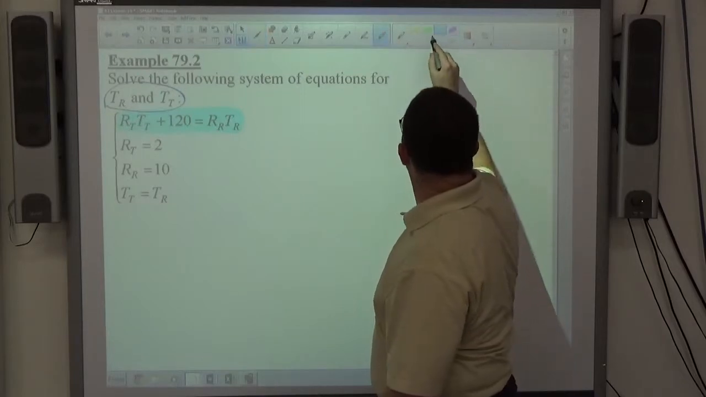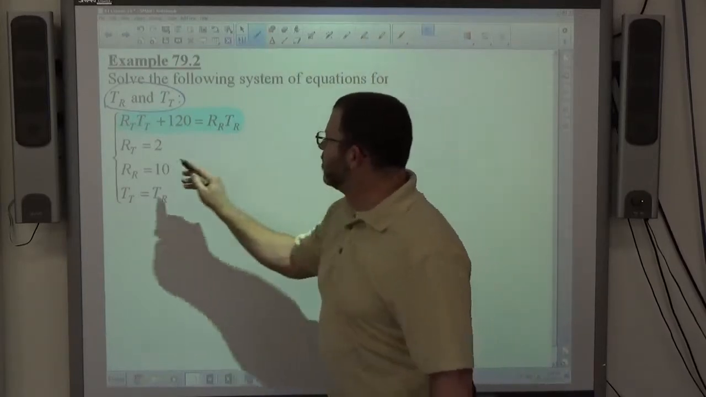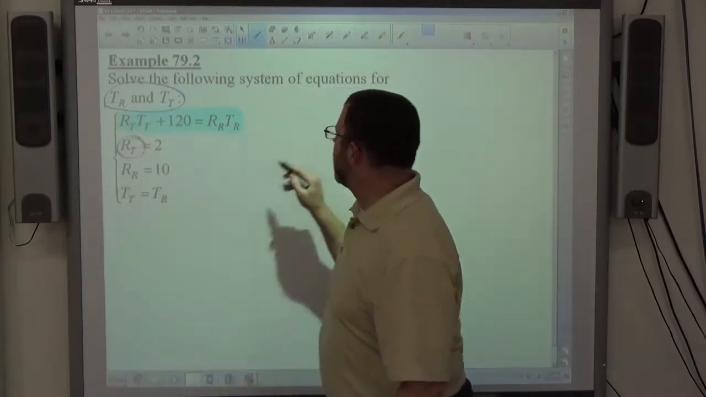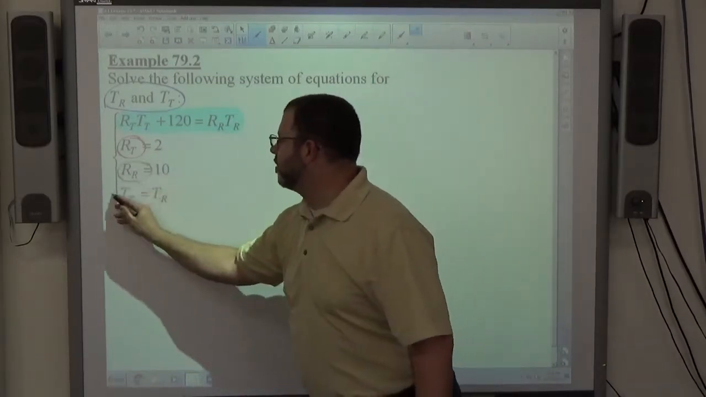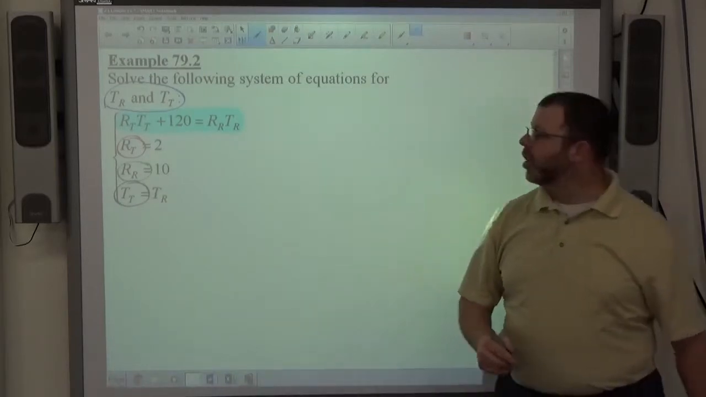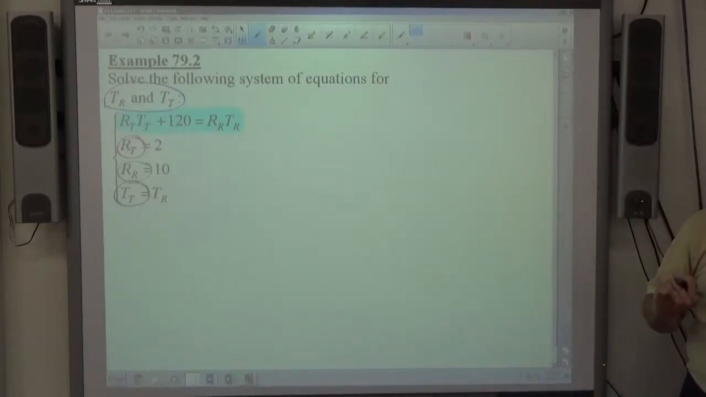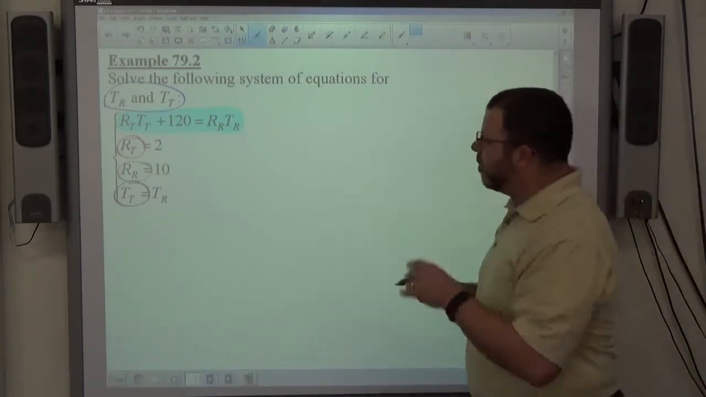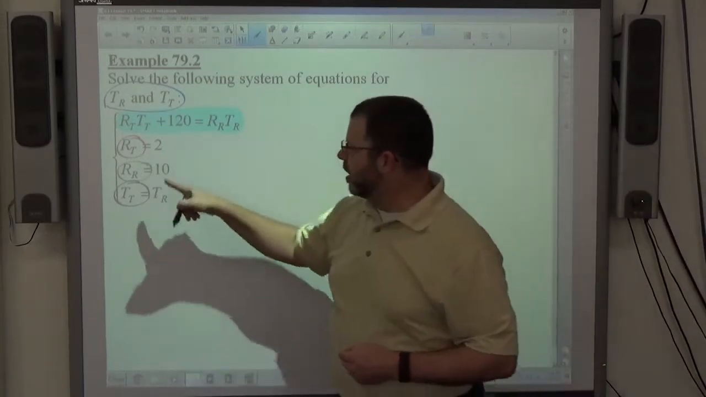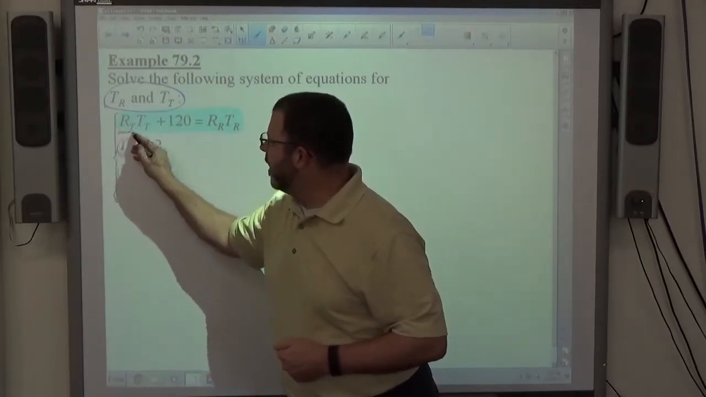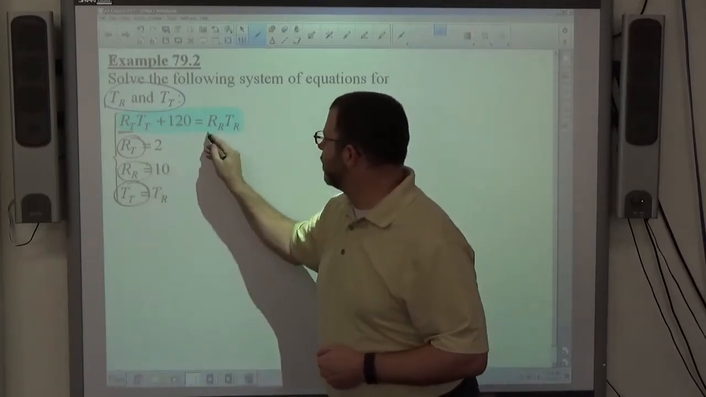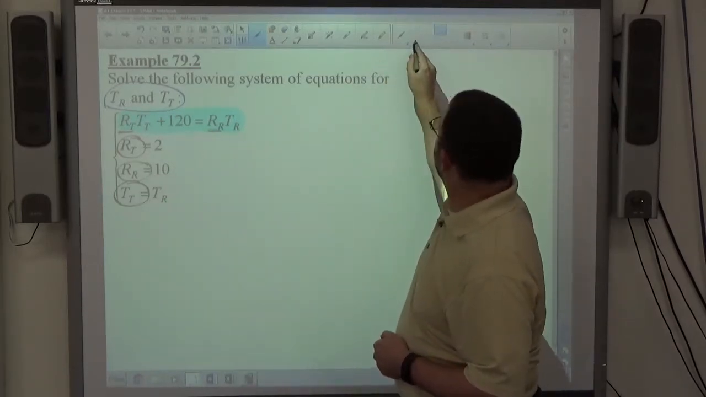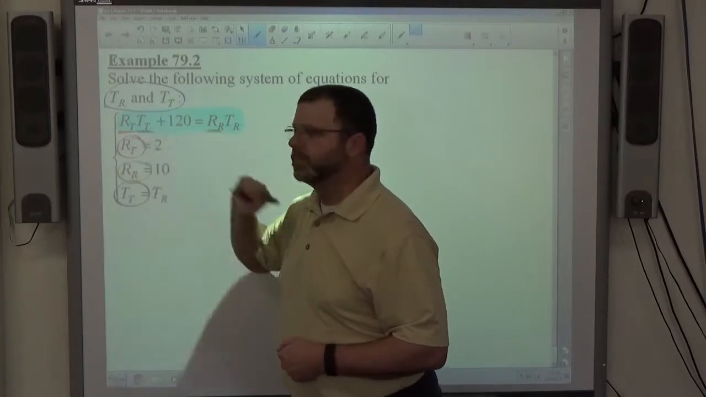And again, what makes a good substituting equation is this specifically. R sub t is equal to something else. R sub r is equal to something else. And t sub t is equal to something else. Notice that r sub t and r sub r are both equal to numbers, where t sub t is equal to t sub r. But if I look at those three things in the main equation, this has something that it's equal to, r sub r has something that it's equal to, and t sub t has something that it's equal to.